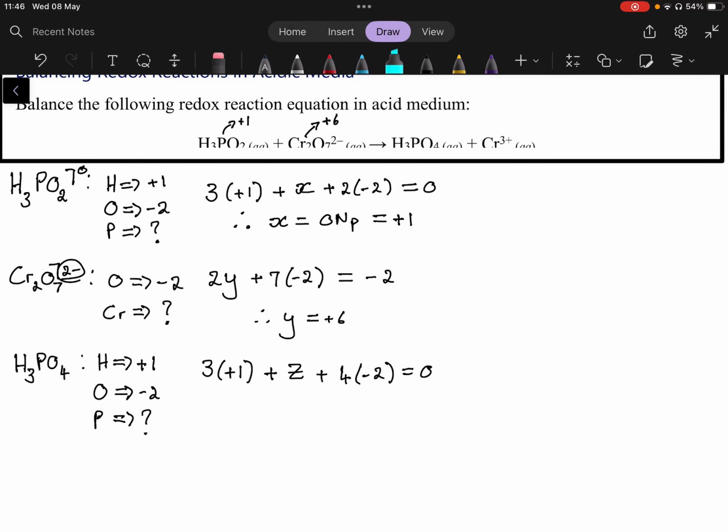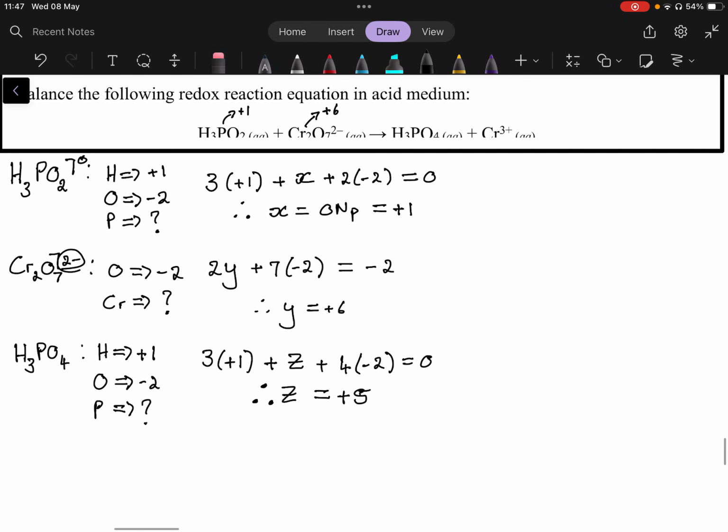Just in case you're wondering why I use X, Y, and Z, you don't have to. It's just for me to differentiate that the X is the phosphorus in the first compound, the Y is the chromium in the second compound, the Z is the phosphorus in the first product, and so on. So you can more easily differentiate. So therefore, the Z is equal to, well, minus 8 plus 3 goes to the other side. It's equal to plus 5.